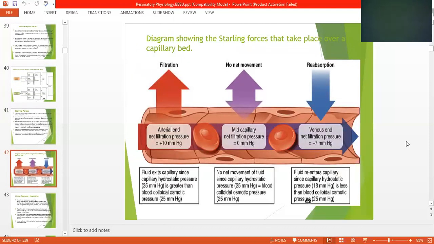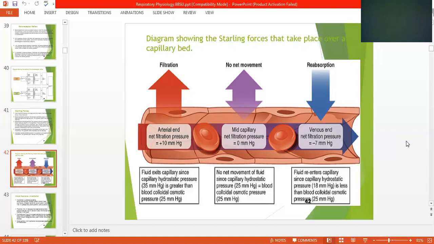Here we are showing the Starling forces that take place over a capillary bed. Filtration, no net movement, reabsorption. Arterial end net filtration pressure is plus 10 mmHg, Hg means mercury, millimeters of mercury. Mid capillary net filtration pressure is 0, and venous end net filtration pressure is minus 7, not the plus.